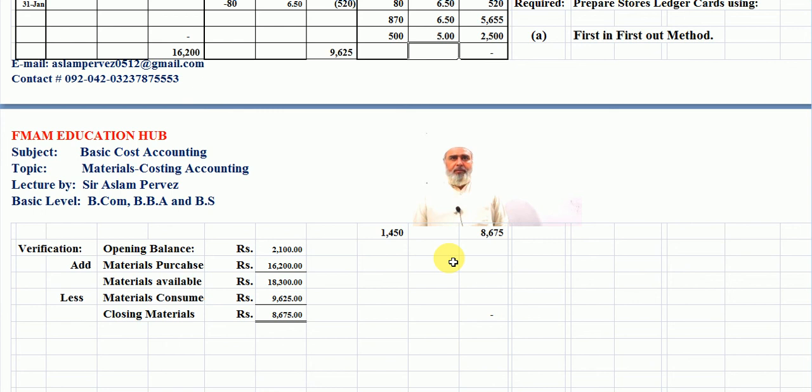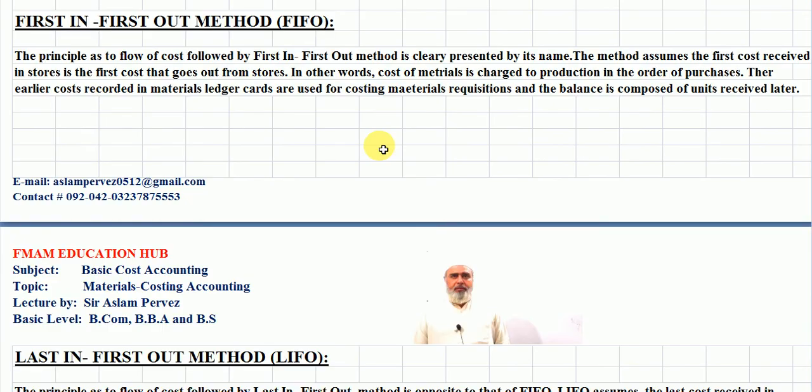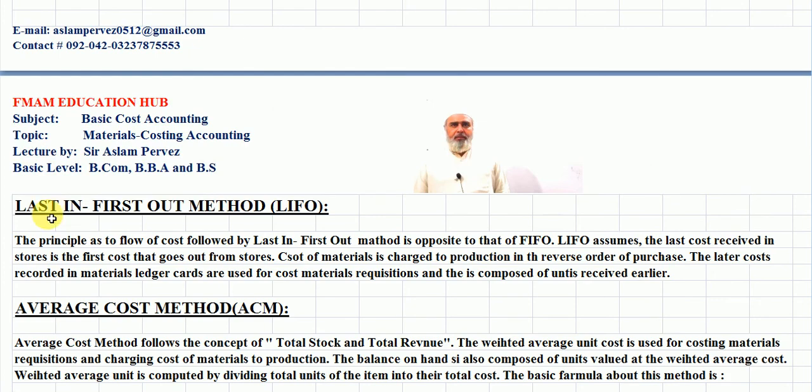Now we solve these problems with the help of the LIFO method. With the other slide, here you are looking, this is our other slide. The question is the same, but the method is different, the last in first out method. Now we first explain the concept of the last in first out method. For this purpose, we have to move to our introduction slide. Friends, this is the last in first out method. The abbreviation is LIFO.